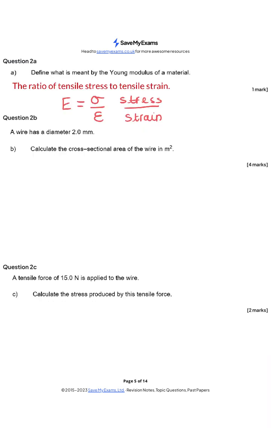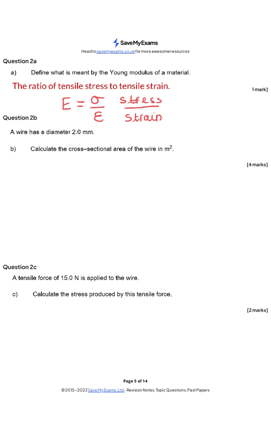Question 2a is asking for a definition of the Young modulus. So in words, it's the ratio of tensile stress to tensile strain, but we're more likely to see it as an equation. So the capital E is for our Young's modulus. This symbol here, a sigma, is for stress, and this is for strain.